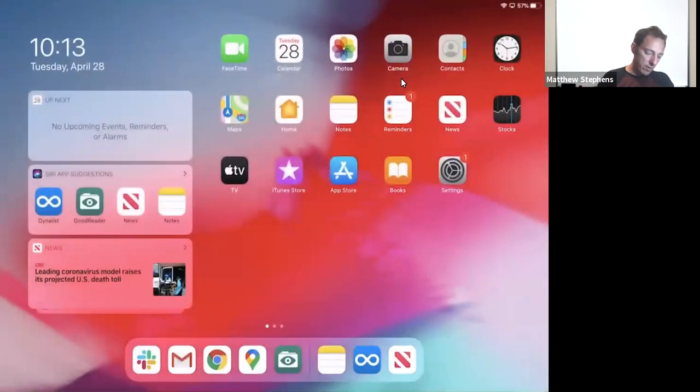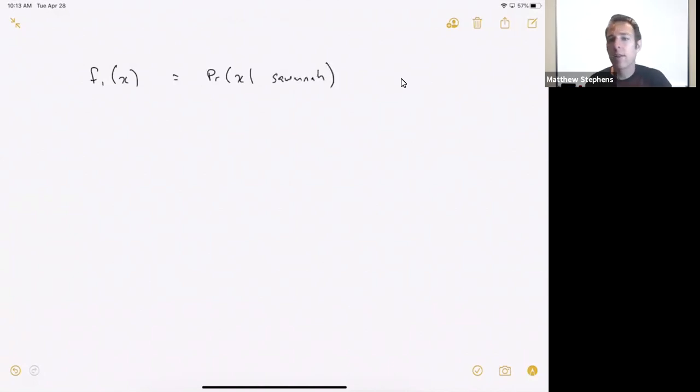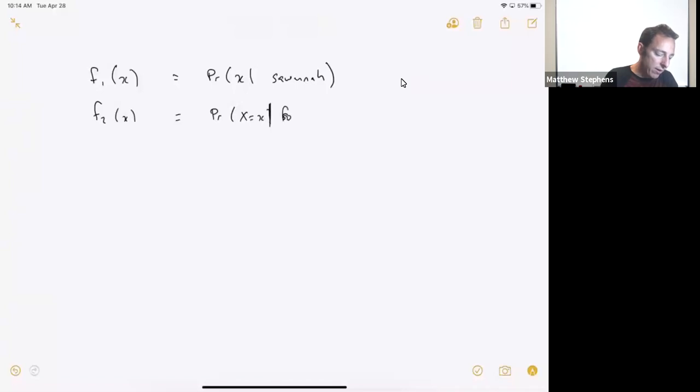So the idea is that we have a model, let's call it f1 of x, which is equal to the probability of x given that it's from savanna. That's the model we have for the DNA data x if we have a savanna elephant. And let's call f2 of x, I guess what I really mean is a probability mass function, the probability that X equals x given that it came from forest. So we have these two models given to us.